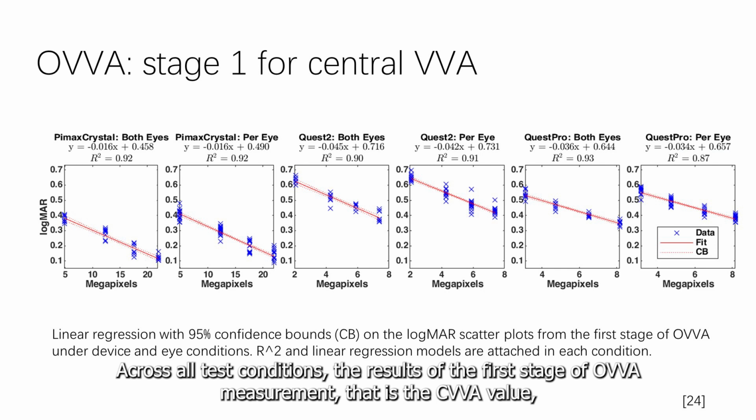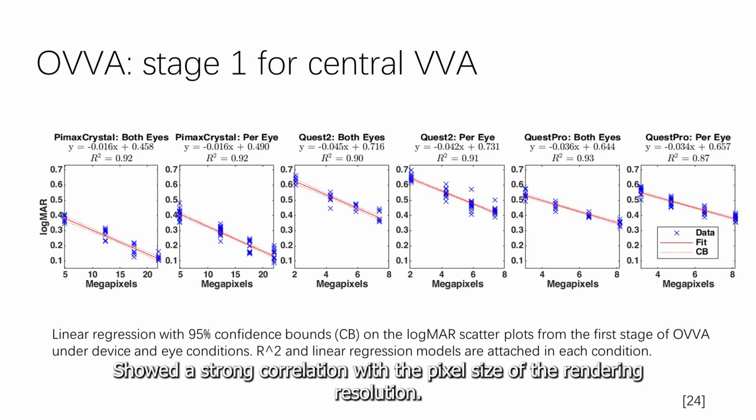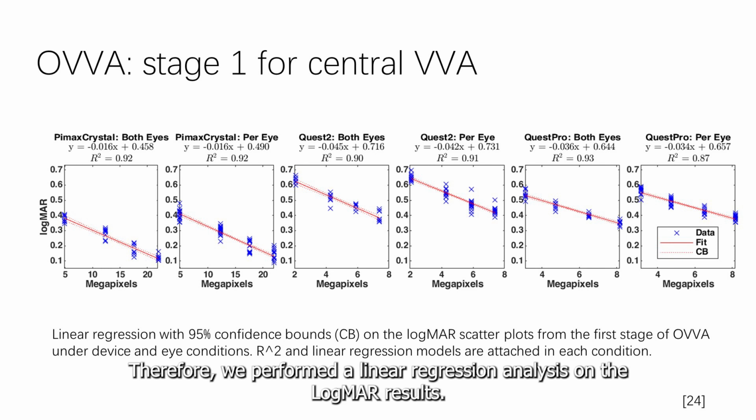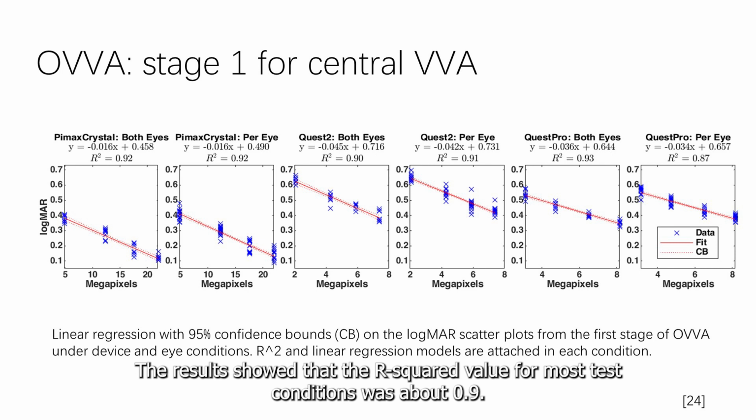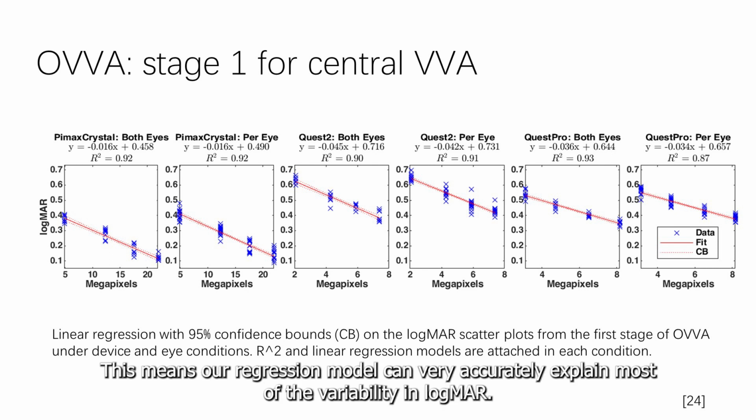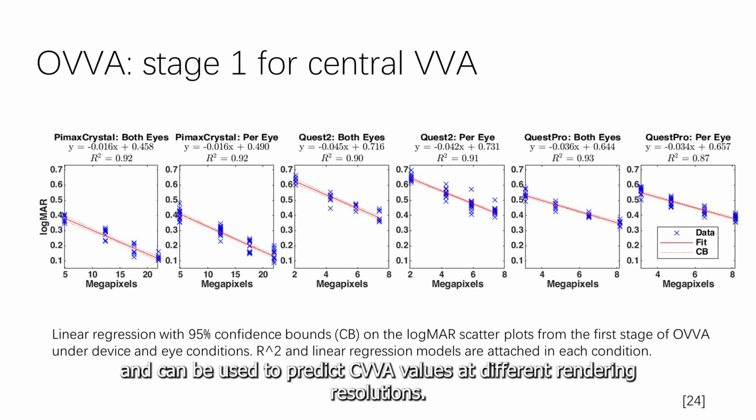Across all test conditions, the results of the first stage of OVVA measurement, that is the CVVA value, showed a strong correlation with the pixel size of the rendering resolution. Therefore, we performed a linear regression analysis on the logMAR results. The results showed that the R-squared value for most test conditions was about 0.9. This means our regression model can very accurately explain most of the variability in logMAR and can be used to predict CVVA values at different rendering resolutions.